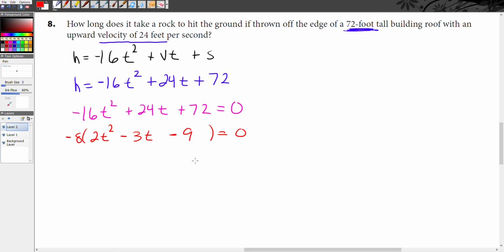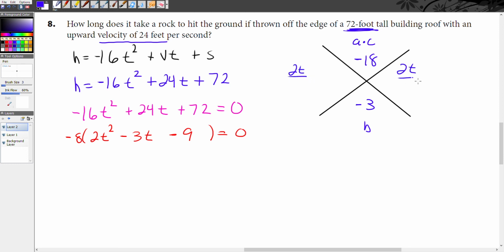And now we need to factor this. So let's go ahead and draw our x for our diamond method. Up here, we're going to do a times c. So 2 times negative 9, that's negative 18. Down here, we're going to do our b value, that's negative 3. And on the left and right, we're going to put 2t over something, 2t over something.